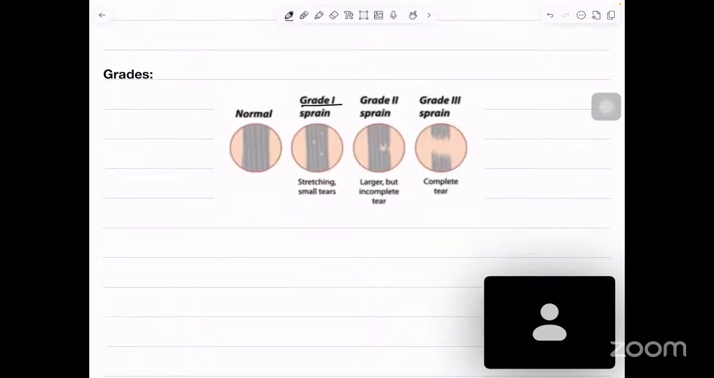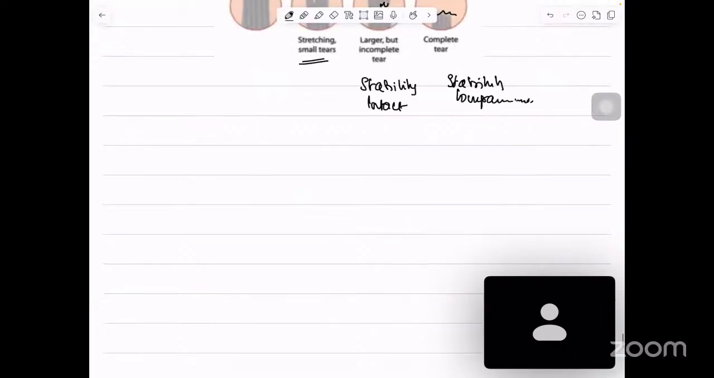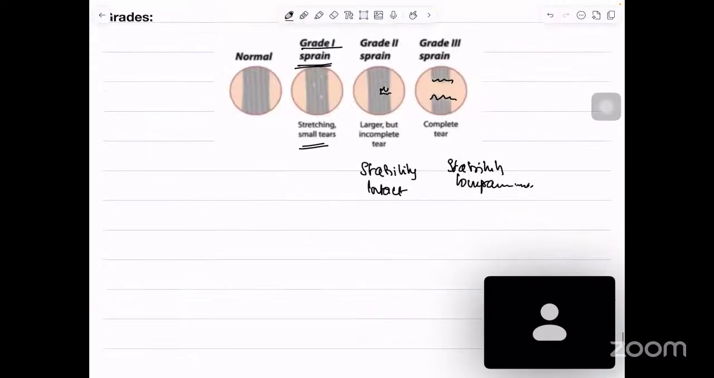What happens? Grade 1 is known as sprain. There is a stretching and there are small tears. Grade 2 sprain is larger than grade 1, but there is an incomplete tear, and the stability is intact. In grade 3, there is a complete tear and stability is compromised. So this is how you will grade the ligament injury. Before going on, I want to show you a few of my videos.